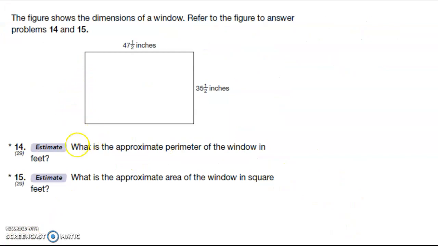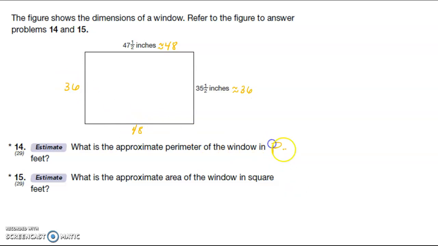Okay. 14 says estimate the approximate perimeter of the window and then estimate the approximate area. So what we're going to do is round this to 48 inches and round this to 36, which means this is 48 and this is 36.